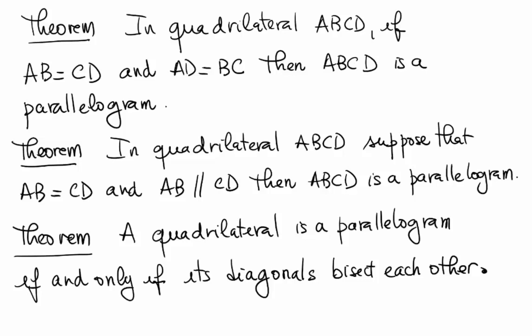Okay, so I will introduce now 3 important results, and I will only prove the last one. So the first theorem says that in a quadrilateral ABCD, if AB is equal to CD and if AD is equal to BC, then you can conclude that ABCD is a parallelogram. Similarly, in quadrilateral ABCD, suppose that you know that AB is equal to CD, and you know that AB is also parallel to CD. Okay, so maybe a picture here might help.